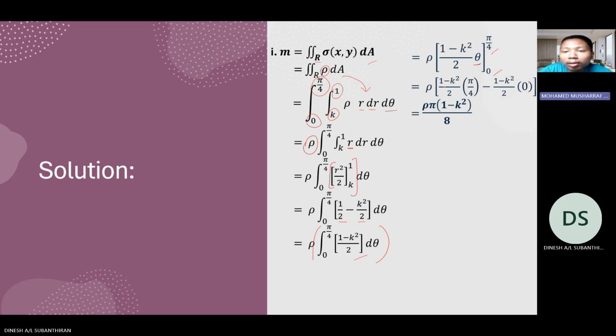So the same as previous, we will substitute the angle and we will get (1 − k²)/2 times π/4 minus (1 − k²)/2 times 0. After we substituted the values, we will get the final answer, ρπ times (1 − k²)/8.